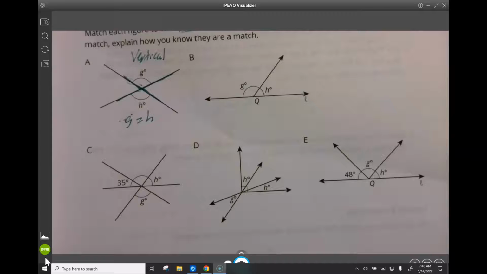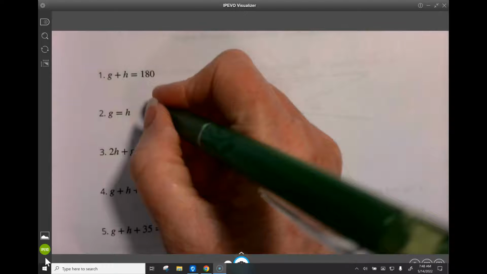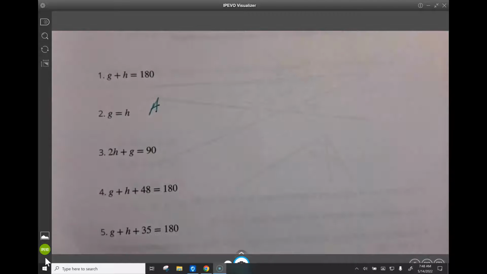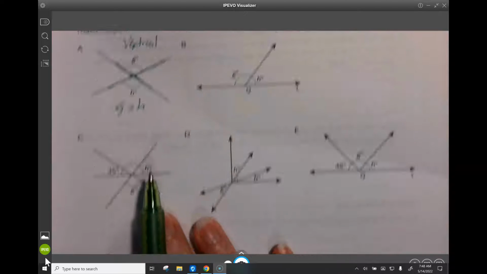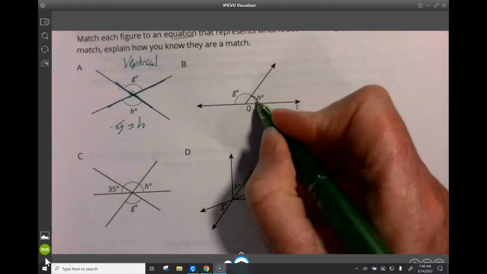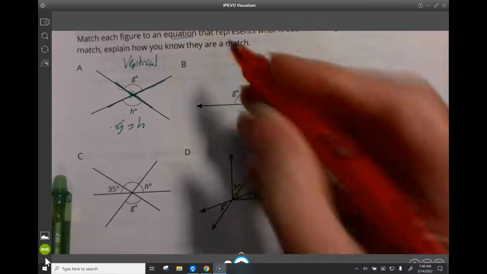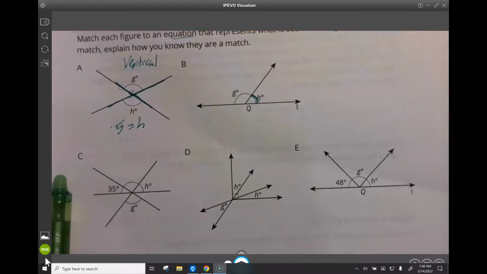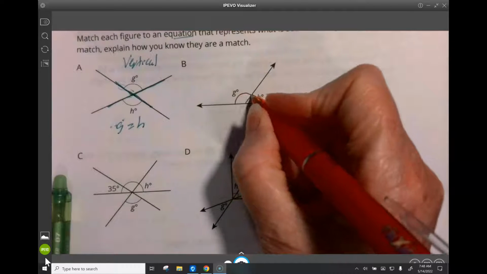Now, if you're anxious about these back down here, we can look at them. Which one is that? That's A. What we're going to do is write equations every time we get to it, just so we get used to it. So look at this one now on B. We have that this angle is H, sorry, I just said G and that's an H. And this angle is G.